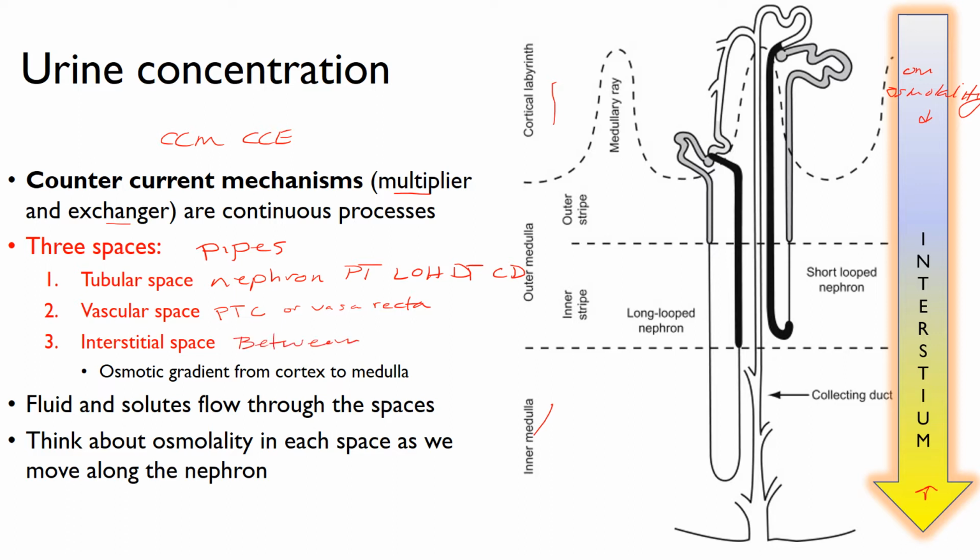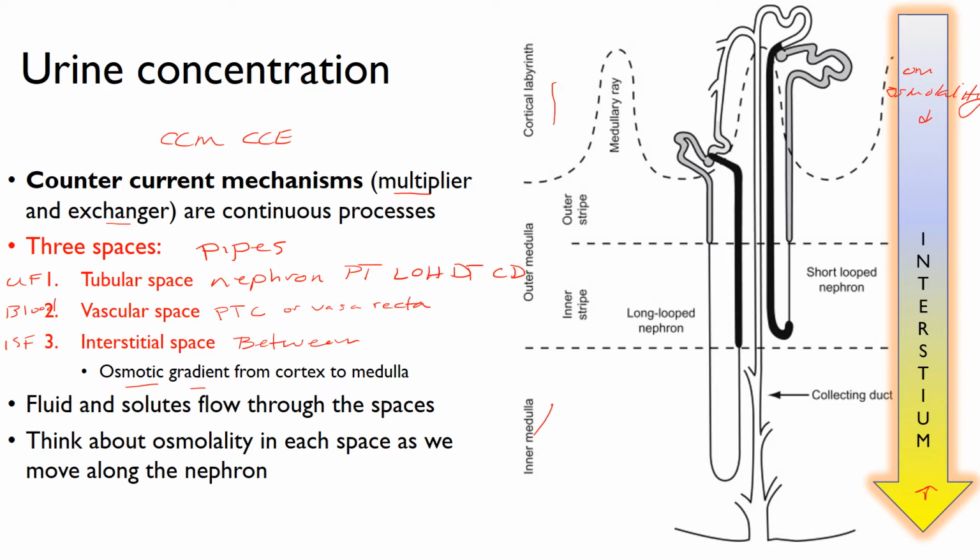Now, because we have fluid in all of these things, we have ultrafiltrate in the tubular space, we have blood in the vascular space, and we have interstitial fluid in the interstitial space. Everything has its own osmolality. And as we already mentioned, the interstitial space is special, in that it has an osmotic gradient that changes from the cortex down to the medulla.